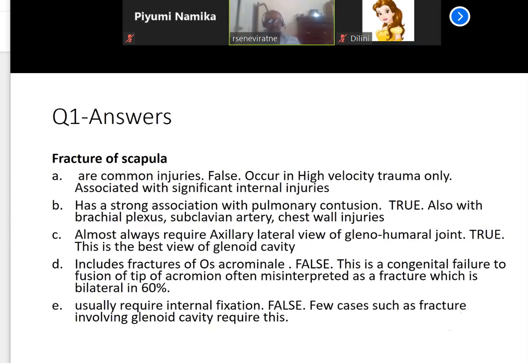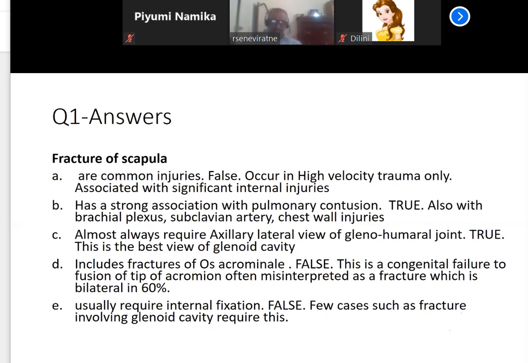They are rare injuries occurring with high velocity trauma. Always when you have a fracture of the scapula, you know that it's a dangerously high velocity, and chest X-ray is mandatory in these cases. There can be associated injuries like pelvis or fracture femur, which are high velocity injuries. It is also associated with pulmonary contusion, brachial plexus injury, subclavian and chest wall injuries. And special views are needed.